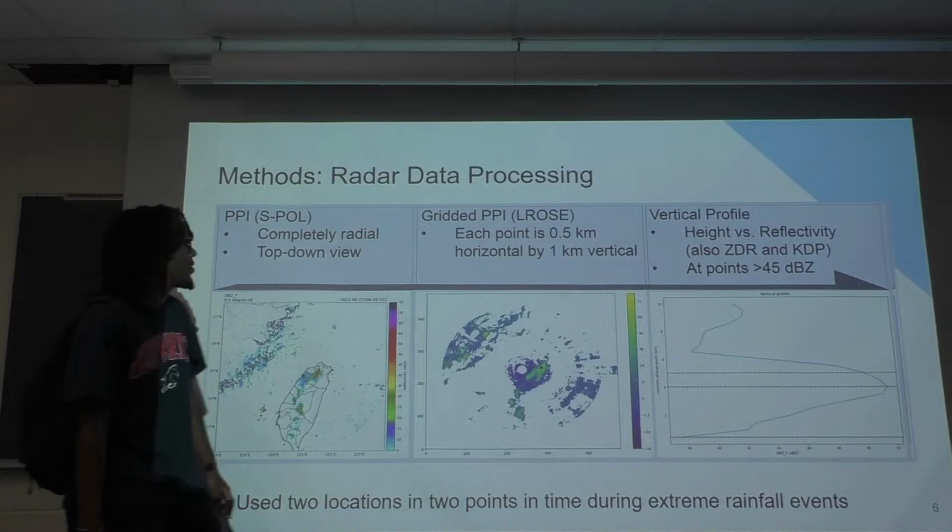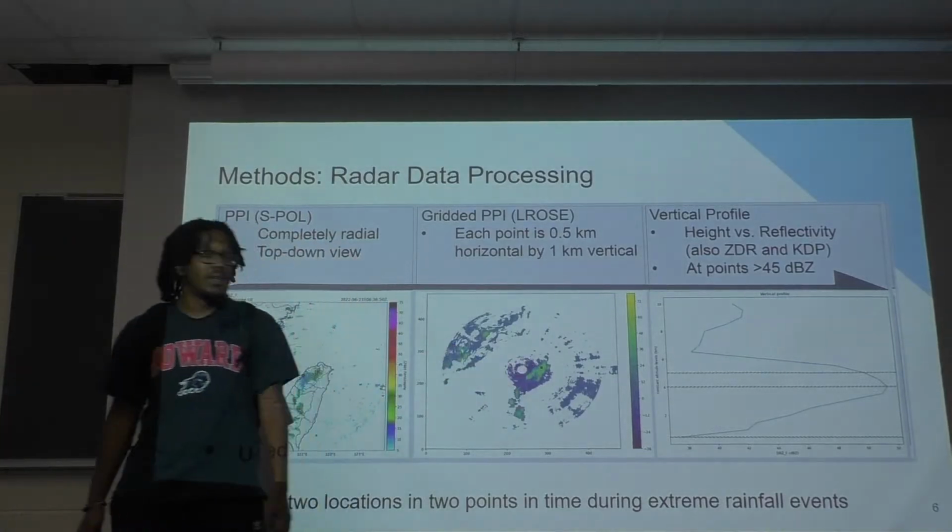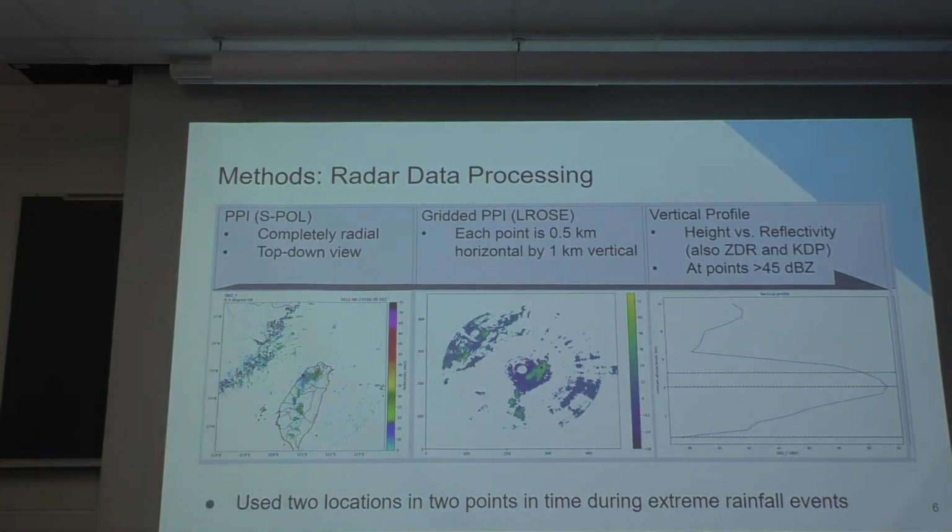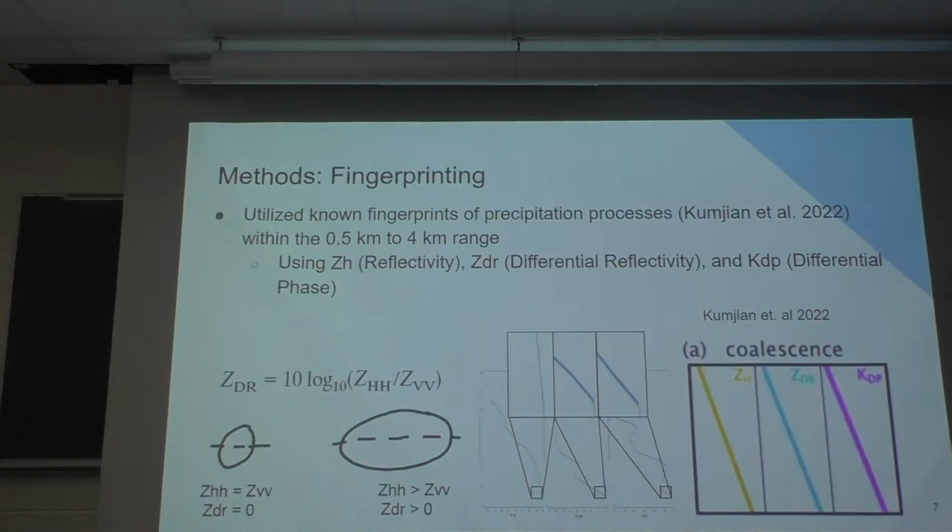And I don't know if you can see it very well, but there's a dot here. This is basically a location that I choose within an area within the storm at points where the reflectivity value is above 45 dBZ. And we use two locations within that storm at two different points in time in order to find variability between spatial and temporal periods of time. And the vertical profiles show height versus reflectivity, but we also use differential reflectivity and differential phase. And that leads into the next one.